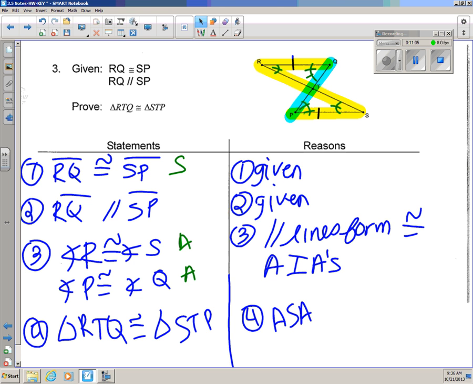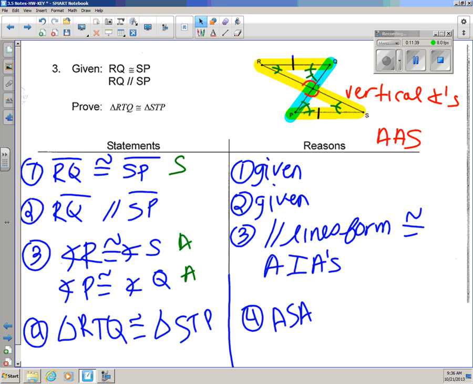Now just understand something, okay? Let's say you only chose one pair of AIAs, not a big deal. And let's say you wanted to go for the vertical angles. If you chose vertical angles and one of those pairs of AIAs, you would have the same proof, but your final reason would be an AAS proof, not an ASA proof. It doesn't matter how you do it. It's whatever you see.